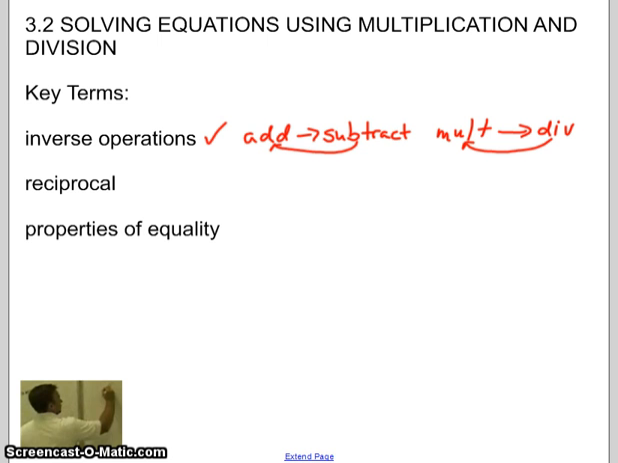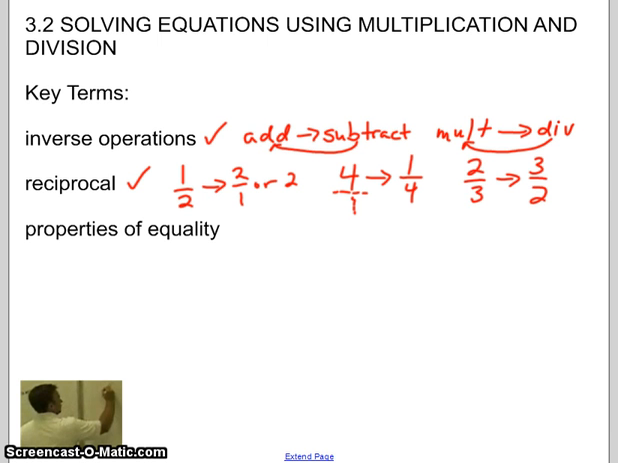The other thing we're going to talk about here is reciprocal, which we learned in the previous units. Remember, that's the number flipped around, so if we have 1/2, the reciprocal of 1/2 is 2 over 1, or just 2. If it was 4, then the reciprocal is 1/4, because we have this invisible 4 over 1 over here, and then 2/3 is 3 over 2. Just the number flipped around.